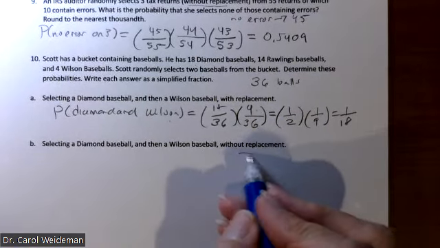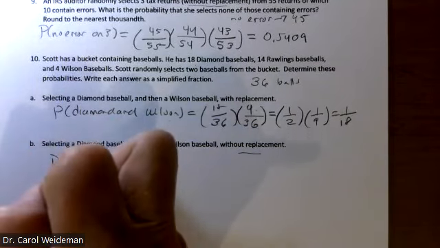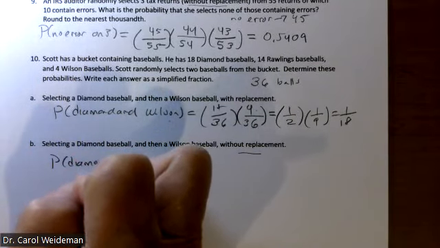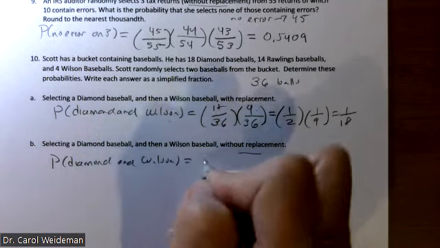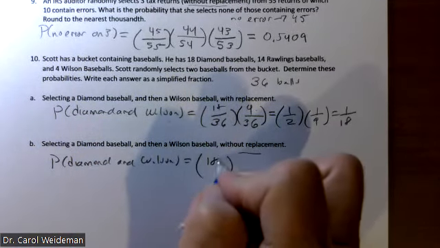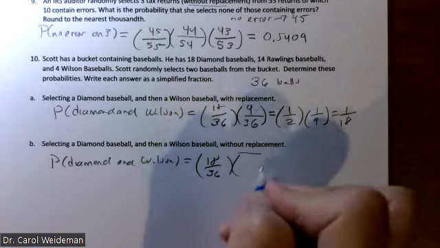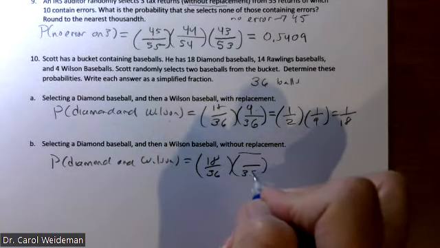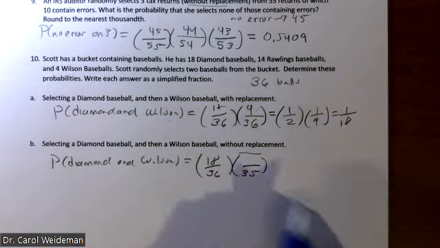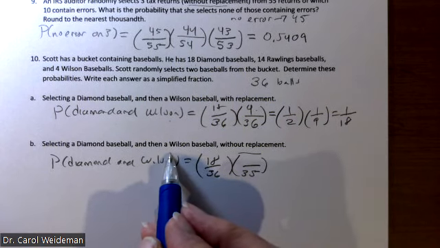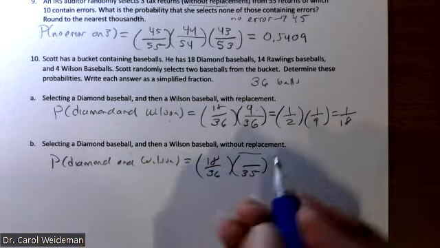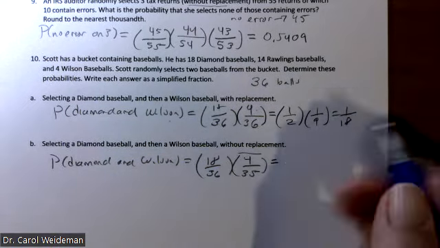Now we're going to do the same thing, but we're going to do it without replacement. So Diamond and Wilson. Okay, so the first one's going to be the same, 18 over 36. But now when we go back, we only have 35 balls to pick from. Now, it doesn't matter that we picked a diamond the first time, because the second time we want to pick a Wilson. And how many Wilsons are there? There's still all 4 remaining in there.